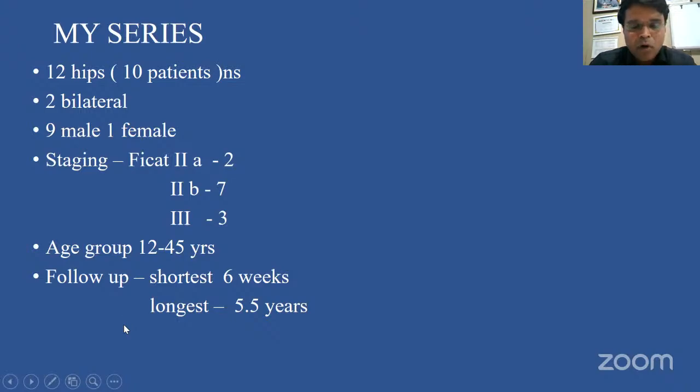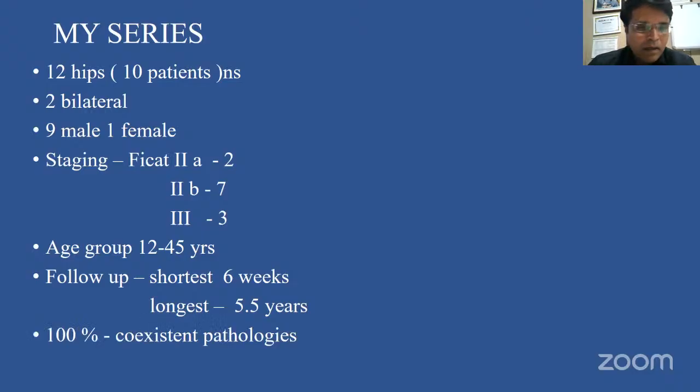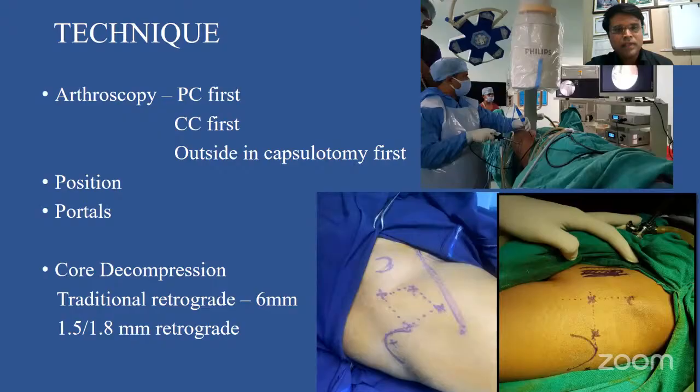I have a longest follow-up of 5.5 years and a shortest of 6 weeks. In almost all patients, I found coexistent hip pathologies. The technique I used is all 3 techniques for joint entry. One is peripheral compartment first, the other is central compartment first. And in cases where I couldn't enter the peripheral or central compartment due to tight hips or coxa profunda, I used outside-in capsulotomy first.